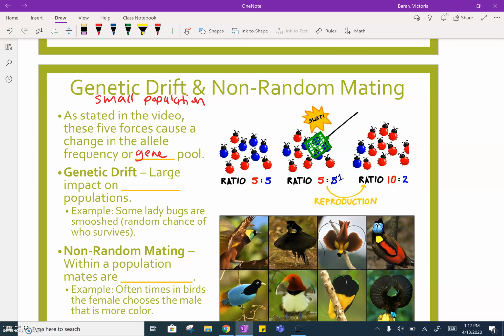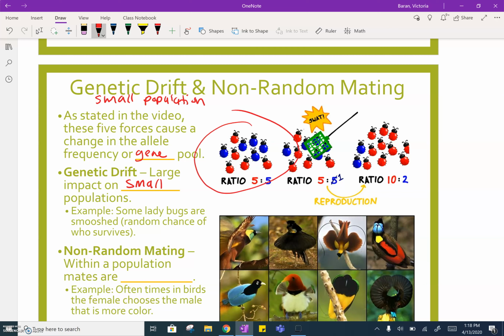So genetic drift will have a large impact on small populations. So he was talking about how if there are individuals that survive an epidemic of some sort and only certain genes are left from the gene pool, then they will repopulate and you'll get a change in the allele frequency. I'm going to use ladybugs here as an example.